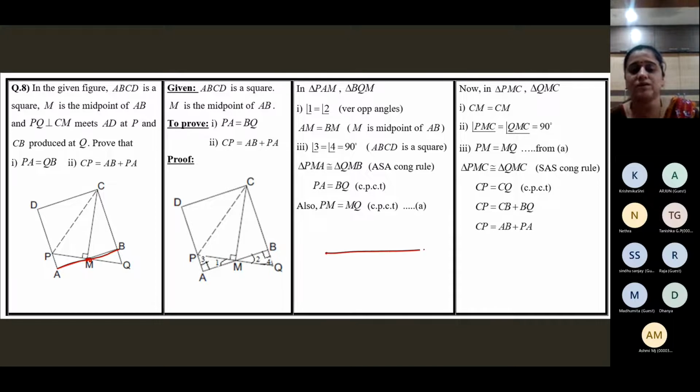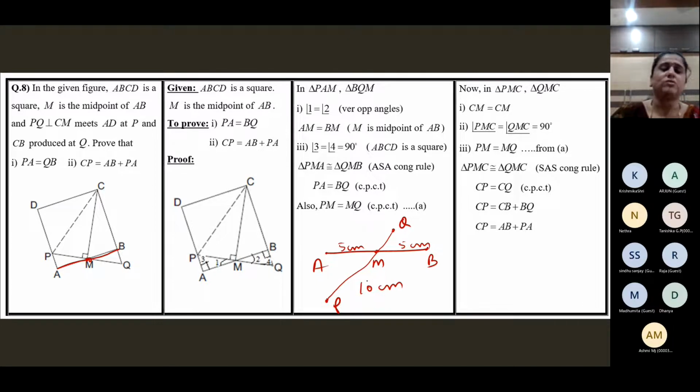See, there's a line segment here like this, okay? AB, 10 centimeters. And M is the midpoint. That means this is 5 centimeters here, this is 5 centimeters here. Now there's another line segment going through M. Let me call it PQ. This one is, say, some 12 centimeters. It's 2 centimeters here and 10 centimeters here. But it goes through M.